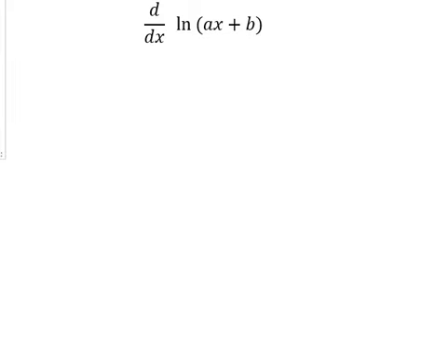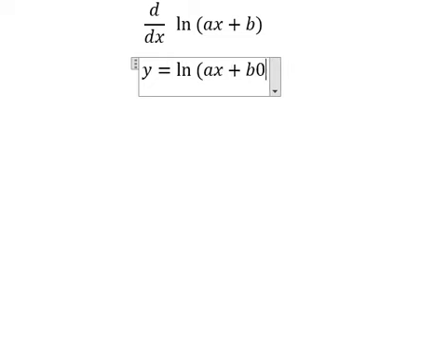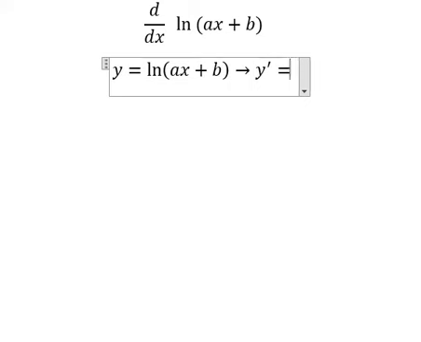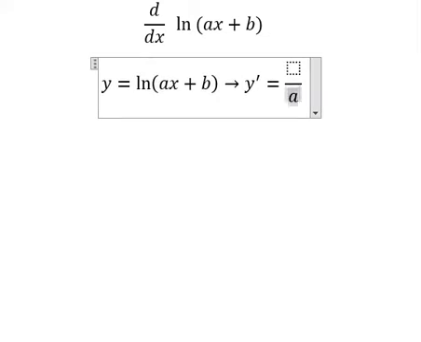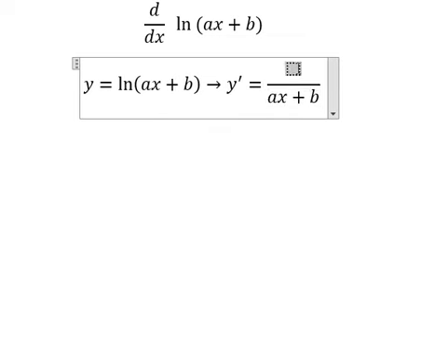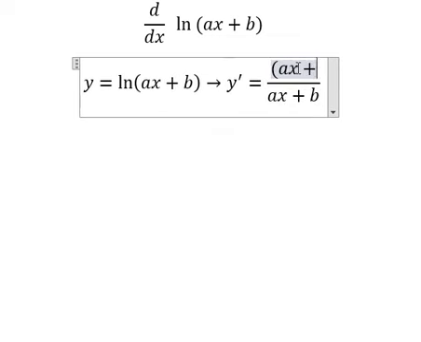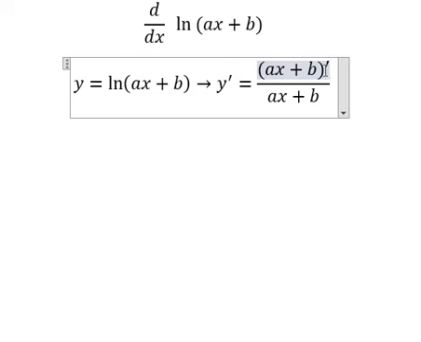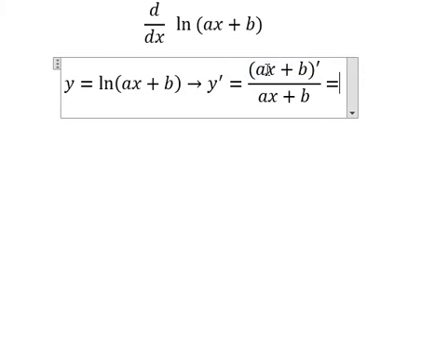So if we do first derivative of this one, we need to keep ax plus b on the denominator. Later we do first derivative of ax plus b on the numerator. First derivative of ax, first derivative of x, you get 1. So we just have a.